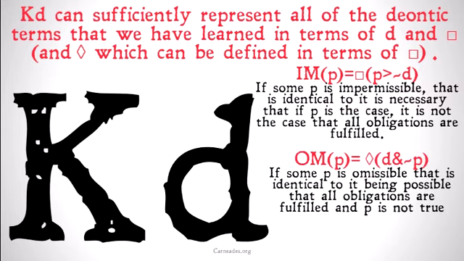Omissibility, on the other hand, is going to be identical to, it's possible that all obligations are fulfilled and not P. If some P is omissible, that's identical to it being possible that all of our obligations are fulfilled and P is not true, because we remember that something being omissible is just basically it not being obligatory. So if all of our obligations are fulfilled and P isn't necessary in there, that means P isn't an obligation.